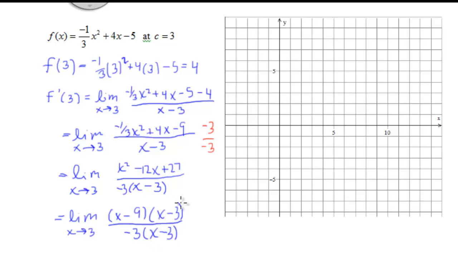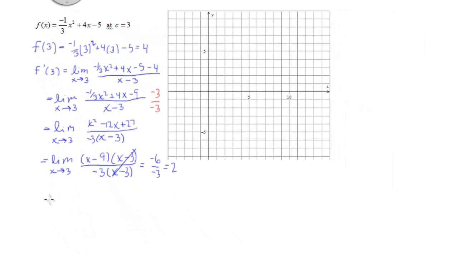So then the x minus 3's cancel, and when you substitute in 3, you get 3 minus 9 is negative 6 over negative 3, which is 2. So that means that f prime at 3 is equal to 2. And we already know that f of 3 is equal to 4. That's what we did up here.